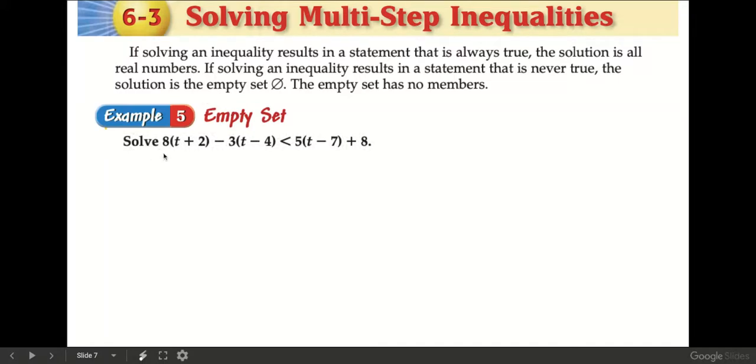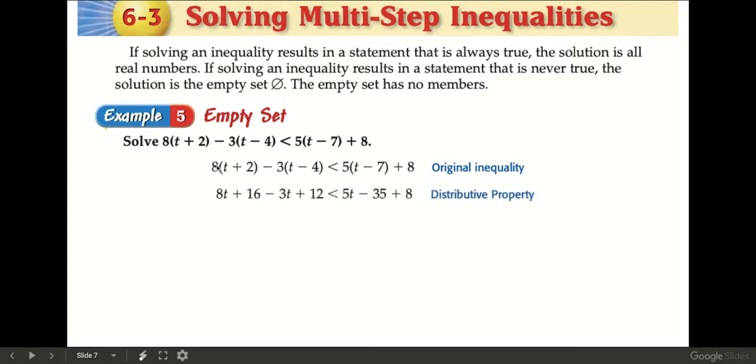So here it says solve 8 times quantity t plus 2 minus 3 times quantity t minus 4 is less than 5 times quantity t minus 7 plus 8. So again, I'm going to start off by using the distributive property to deal with these grouping symbols, these parentheses. So distribute the 8 into this parentheses, distribute the negative 3 into this parentheses, distribute the 5 into this parentheses. 8 times t is 8t, 8 times 2 is 16, negative 3 times t is negative 3t, negative 3 times negative 4 is positive 12, 5 times t is 5t, 5 times negative 7 is negative 35.